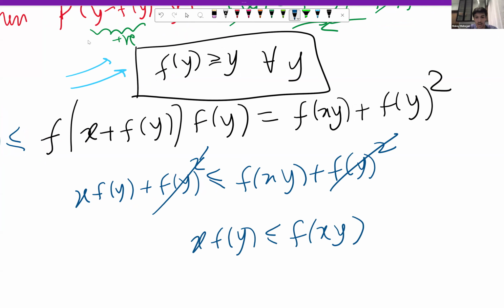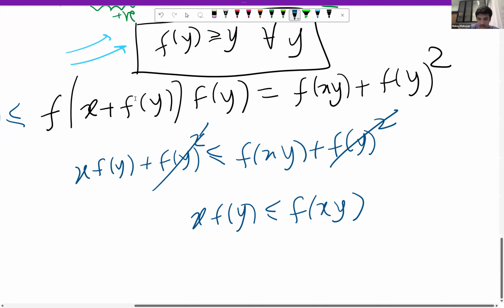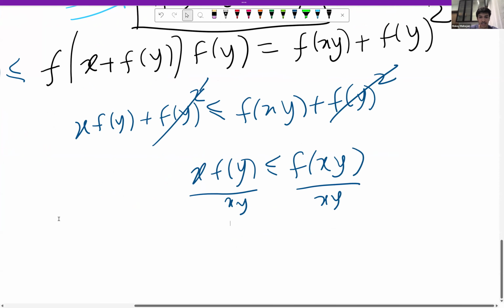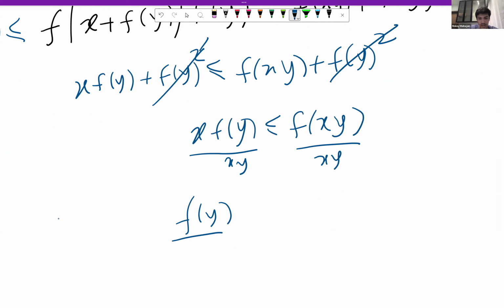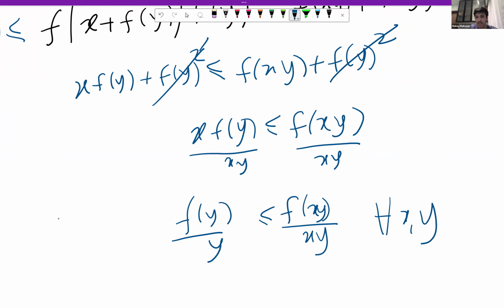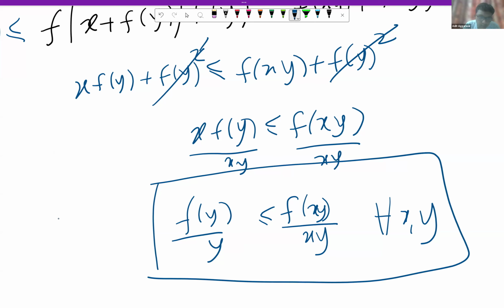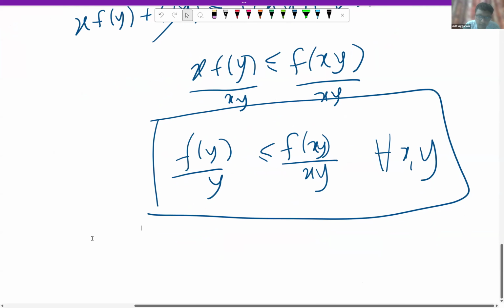Okay, someone pointed out in chat: divide both sides by xy. This becomes f of y by y is at least f of xy by xy for all x, y. And great, then we're done, because then it has to be equality.